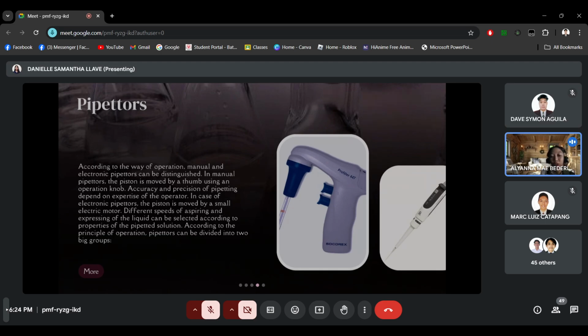So pipetors, also known as pipettes, are laboratory tools used to measure and transfer precise volumes of liquids. They come in different designs, but the basic function remains the same, which is to draw liquid into a narrow tube and dispense it in controlled amounts. According to the principle of operation, pipetors can be divided into two big groups: the positive displacement pipetors and the air displacement pipetors. For the air displacement pipetors, next slide please.